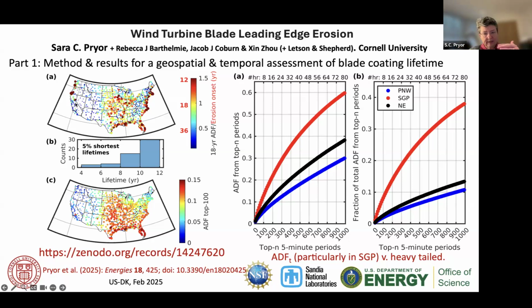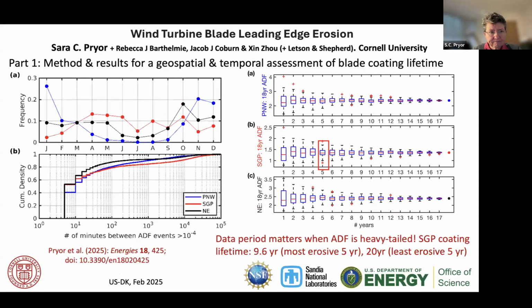So we're trying to get this sense that perhaps in the Southern Great Plains, use of erosion safe mode might be worthwhile because you're only having to stop the turbines for a few minutes per year. Whereas in the Pacific Northwest, we can say damage is occurring over many, many more periods in a year. So perhaps leading edge erosion protection might be a better option in this location.